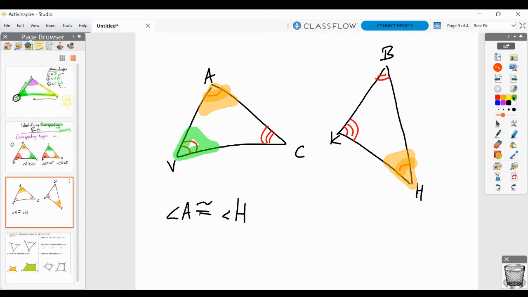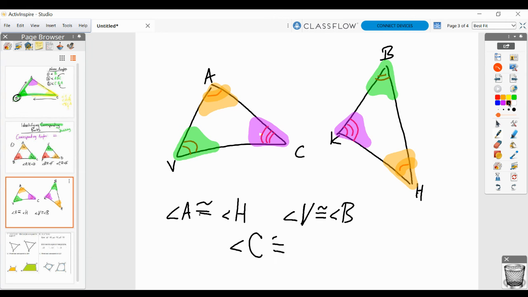Angle V has two arcs going through it, and so does angle B. So those two would match up. So angle V is congruent to angle B. And then lastly, angle C has three arcs going through it, and so does angle K. So that means that they are the exact same measurement. So A to H, V to B, and C to K.